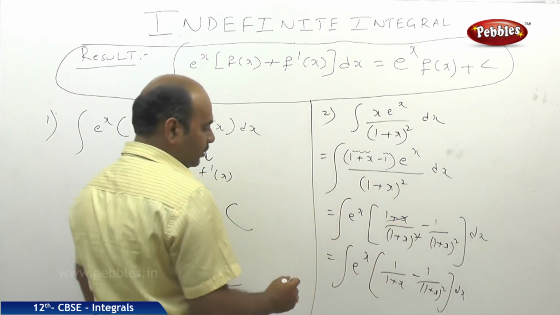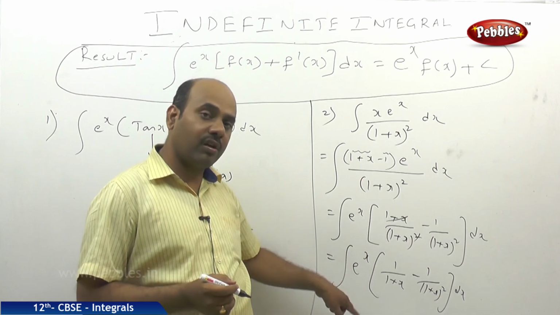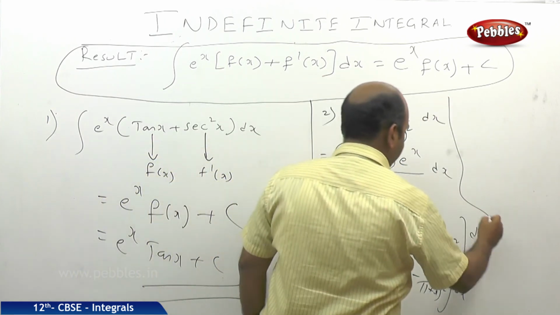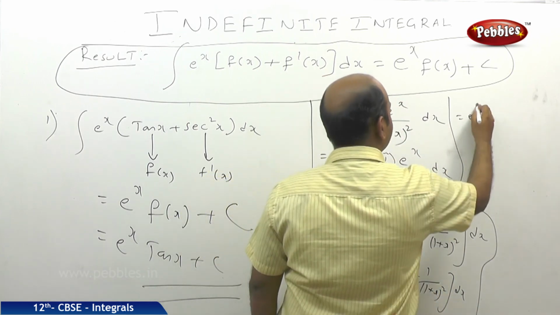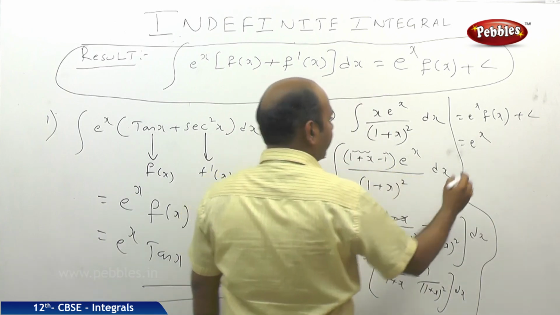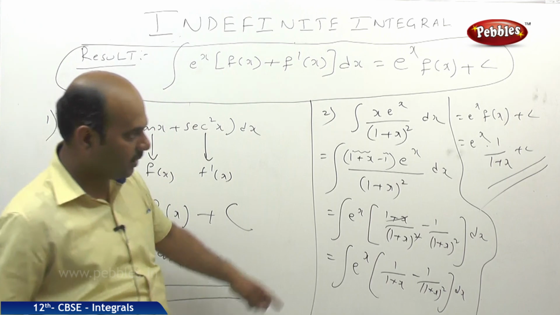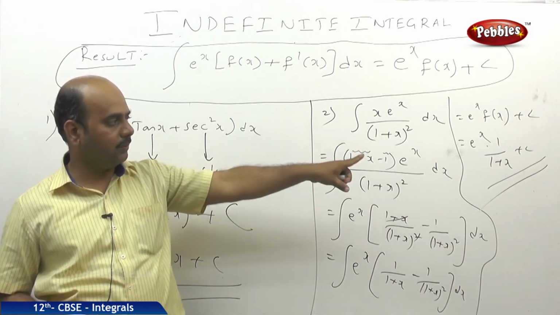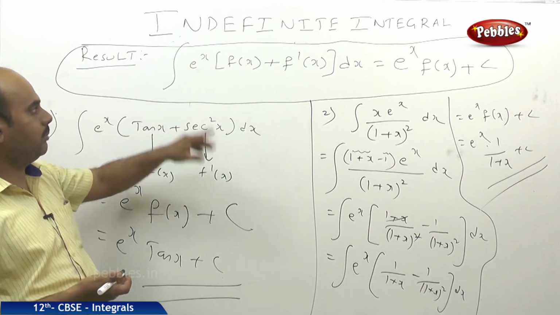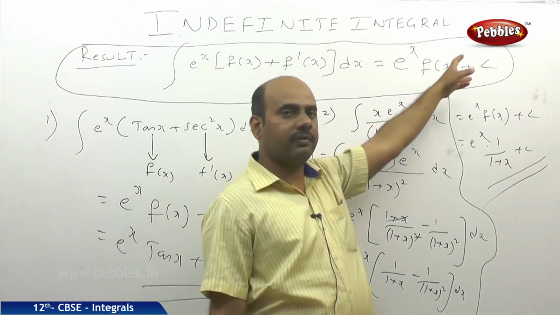So e power x into, there remains 1 by 1 plus x minus 1 by 1 plus x whole square dx. Now if you observe carefully again, this is f of x and this is f dash x. So it is of the form e power x into f of x plus f dash x. So definitely this turns into e power x into f of x plus c. So e power x, f of x means what? 1 by 1 plus x plus c. So our result will be e power x into 1 by 1 plus x plus c. I think you are clear with this formula. Remember, integral of e power x into f of x plus f dash x dx is e power x into f of x plus c.